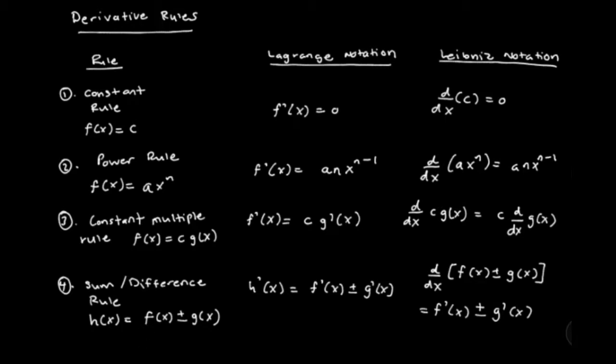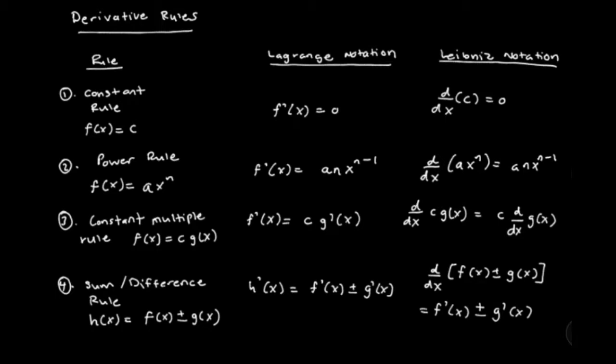Okay, so let's take a look at the constant rule, and I'm going to be doing examples for each of these rules. And when we're looking at the derivatives, we're going to be using these two types of notations. We're going to be looking at the Lagrange notation, which uses the symbol prime. So the first derivative of a function f of x is f prime of x. The second derivative is f double prime of x, and so forth.